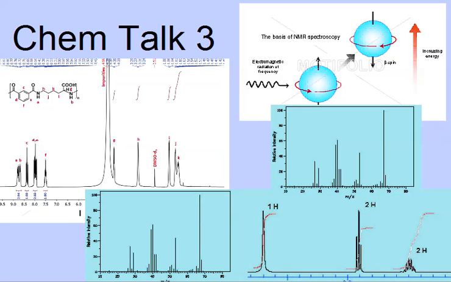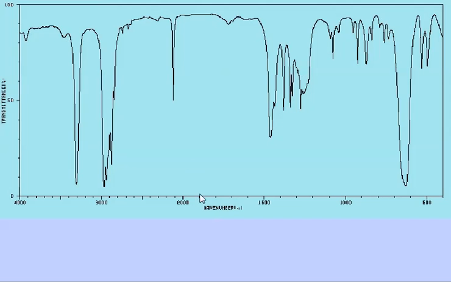So let's take a look at another example problem. This is the first example of spectra using data for nuclear magnetic resonance. So as usual, we should really start with the infrared spectroscopy first.